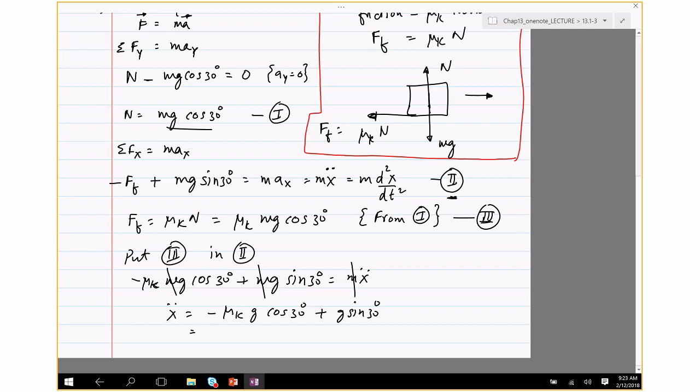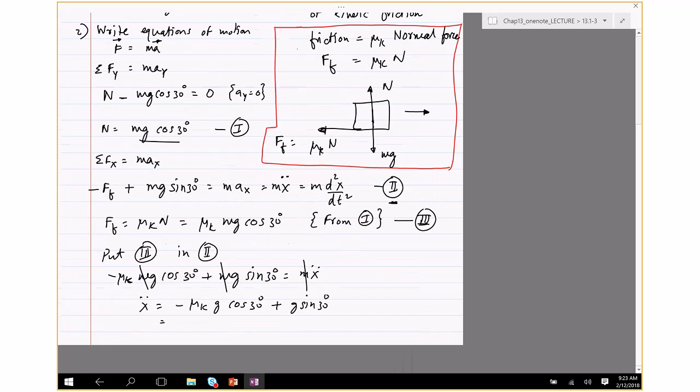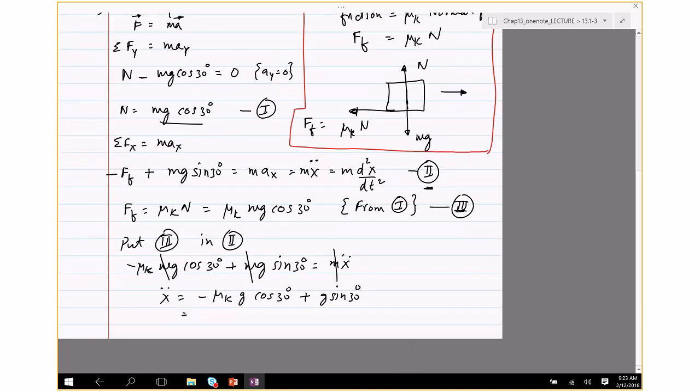So mu k is 0.2, cosine 30 I think is sine 60, so it's square root 3 divided by 2, so it's 0.866. Is that mu k times 10 or to the power of 10? It's times N. Yeah.